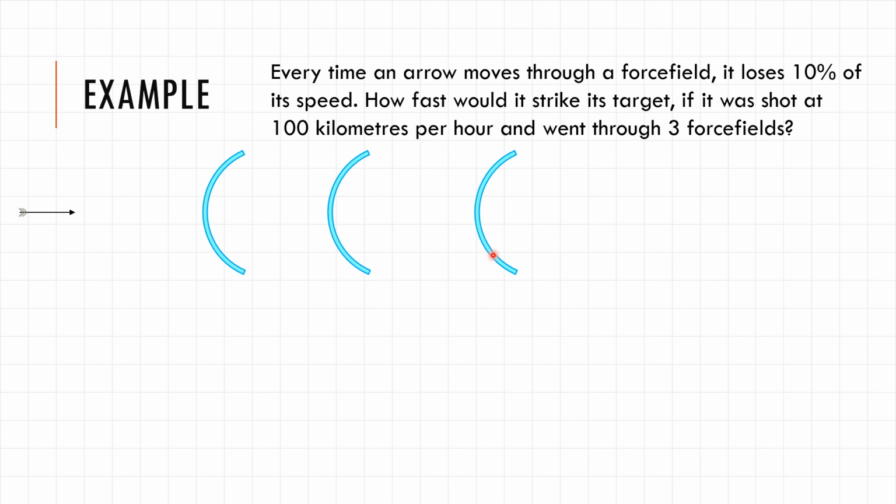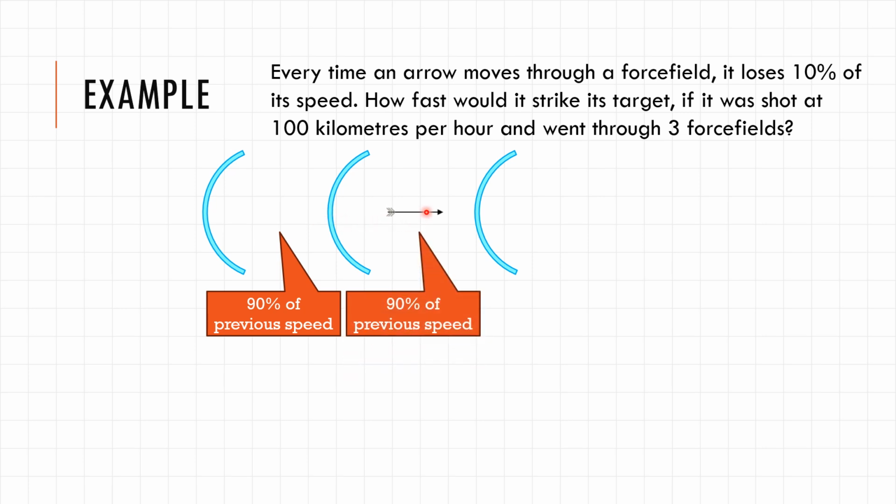Pause this here for just 2 minutes and see if you can figure this out. And if you need help understanding what's happening here, remember that this arrow is starting at 100 and then it goes through a force field, and now it is at 90% of its previous speed. It lost 10%. And now it goes through the next force field, and again, now it's at 90%. It lost another 10%. So now it's 90% of whatever it was over here. And after the third force field, again, it's at 90% of whatever its speed was after the second force field. So how fast is it going now?